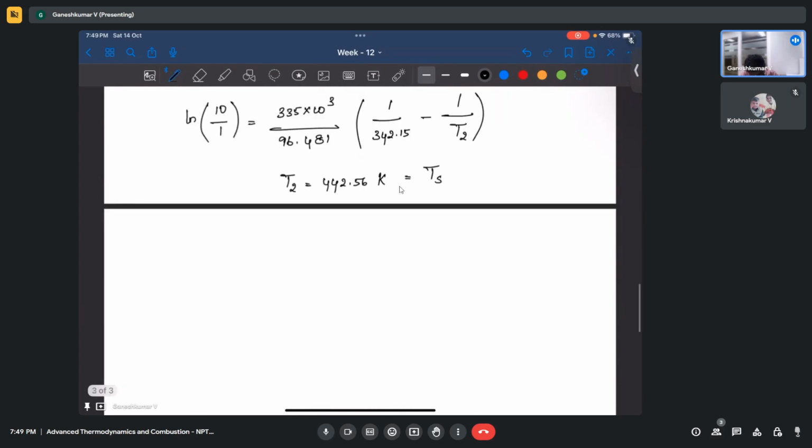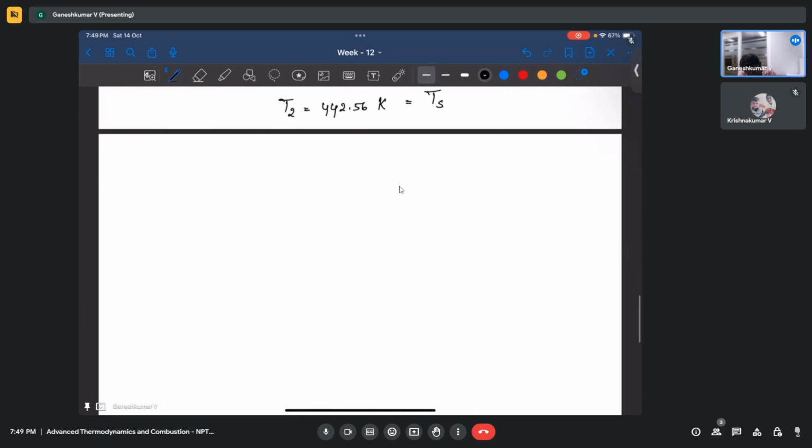The next one is nu. How do we find nu? Stoichiometric coefficient.